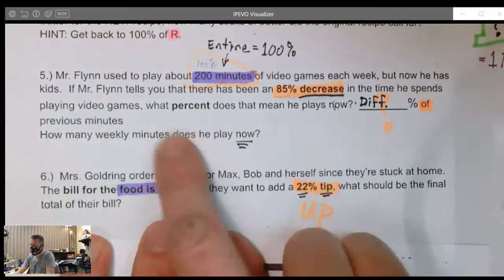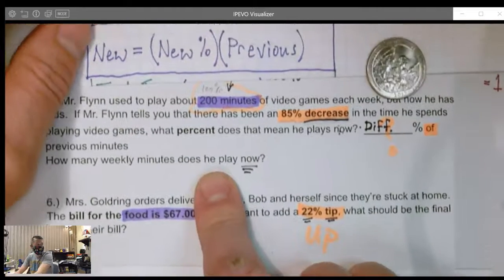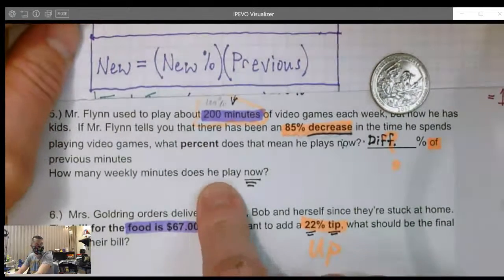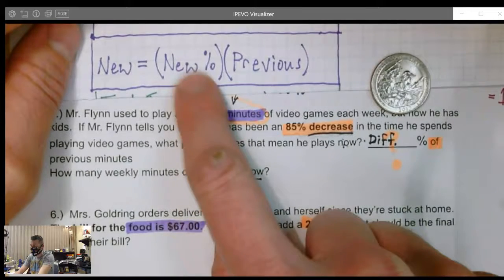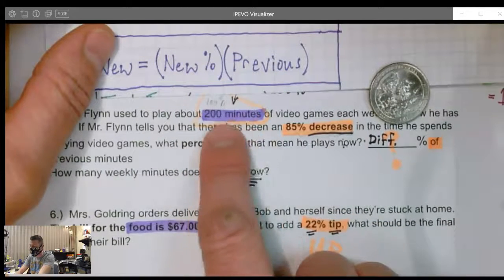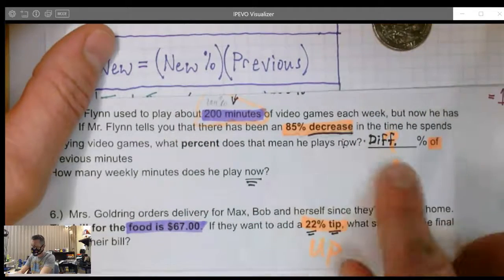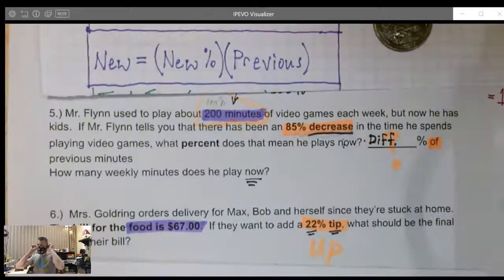So what we're looking for is the new time, right? Well, if we pull back our new formula, okay, new equals new percent. Okay, we need new percent. We know his previous time was 200 minutes. But the new percent will be a difference, right? Because decrease tells us to do what math? Subtract, right? A decrease is a subtraction.